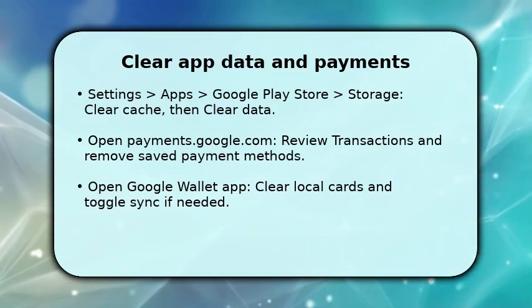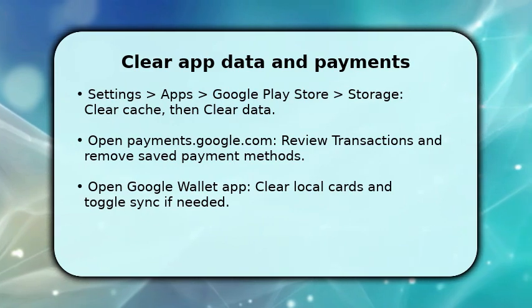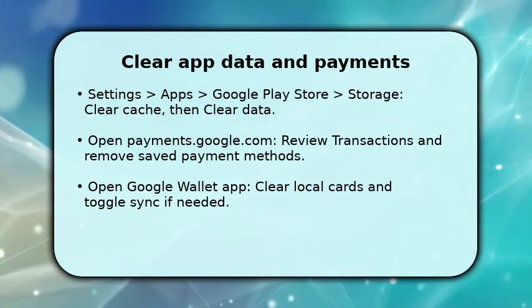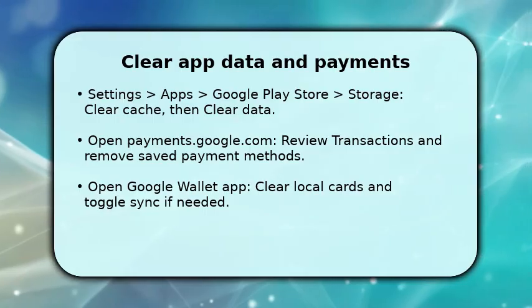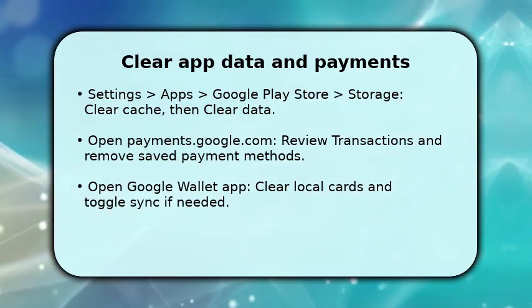Now clear local Play Store history by going to Settings, Apps, Google Play Store, then Storage, tap Clear Cache and Clear Data to remove locally stored budget traces.